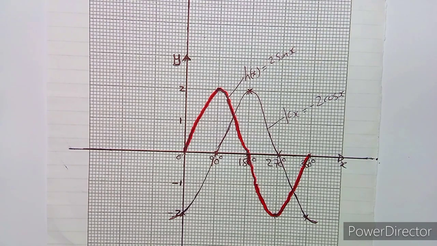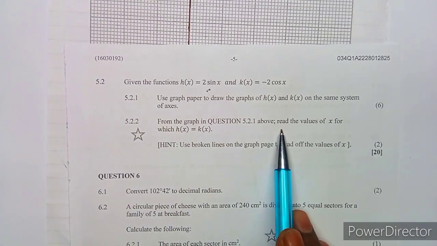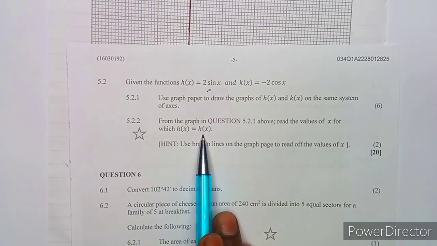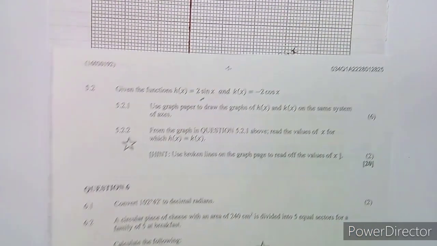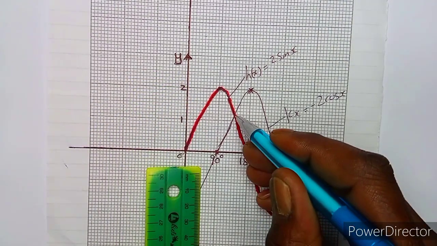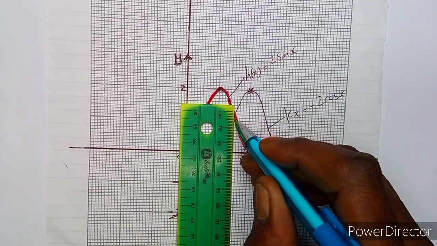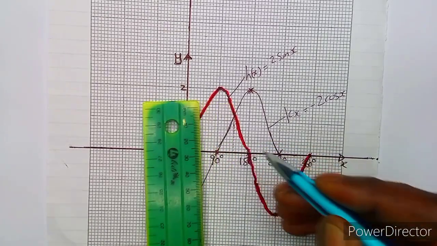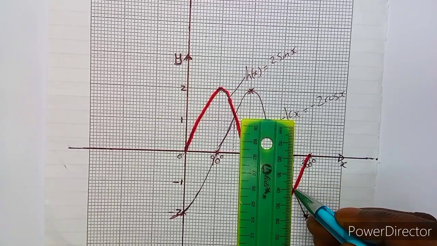And let's see another question we had. Now it's use the graphs. From the graph above, read the values of x for which hx is equal to kx. So just like the previous question, when the two graphs are equal, that is the point of intersection. Your answers are going to be taken from the points of intersection of the two graphs, at this point of intersection there, and also in between here, that is our point of intersection.